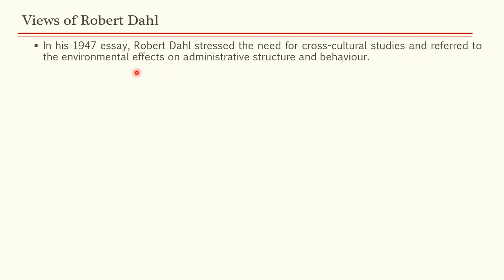And he also referred to the environmental effects on administrative structure and behavior. So apart from propagating comparative public administration, he also propagated the ecological approach. He said that environmental effects on administrative behavior and structure should also be considered. So this happened in 1947. Robert Dahl did this, and remember John M. Gaus also gave his essay in 1947, and Robert Dahl gave after him. John M. Gaus is considered as the first person to do the ecological approach.